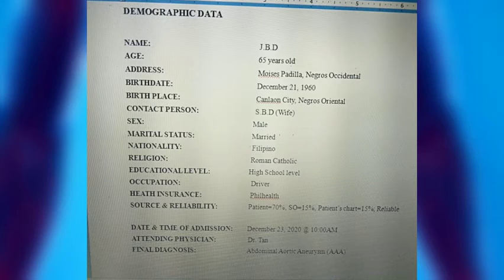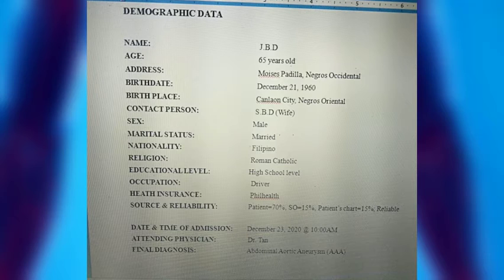Clinical data. Demographic data. The name of my patient, GBD, 65 years old, address Moises Padilla, Negros Occidental, birth date December 21, 1960, birthplace Canlaon City, Negros Oriental, contact person, wife BD, sex male, marital status married, nationality Filipino, religion Roman Catholic, educational level high school level, occupation driver, health insurance PhilHealth, source and reliability: patient 70%, significant others 15%, patient chart 15% reliable.